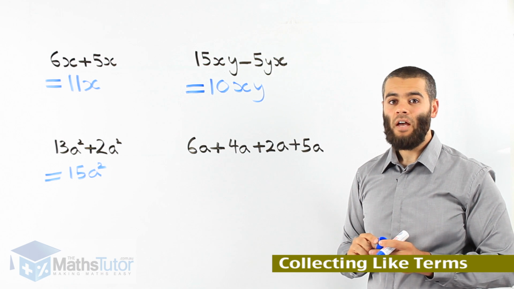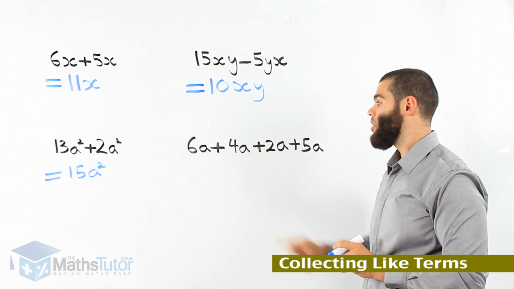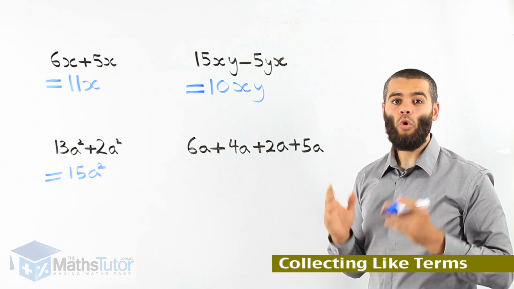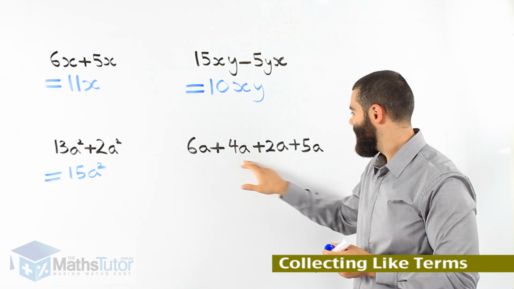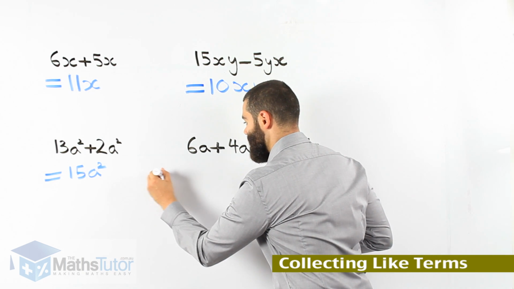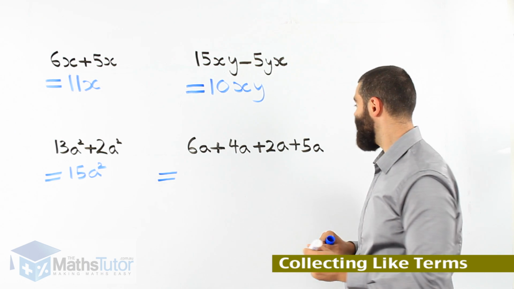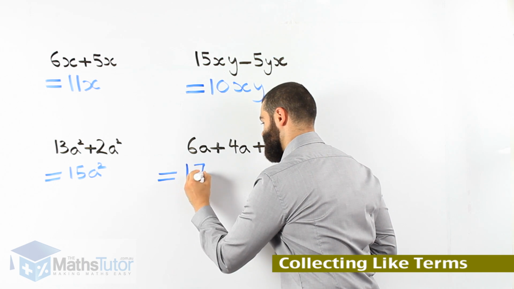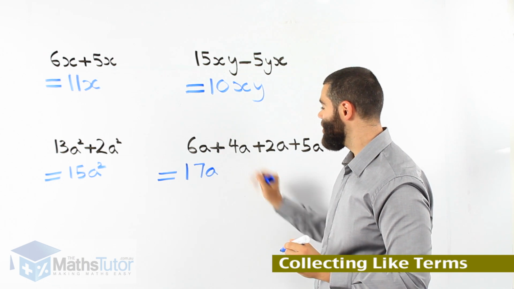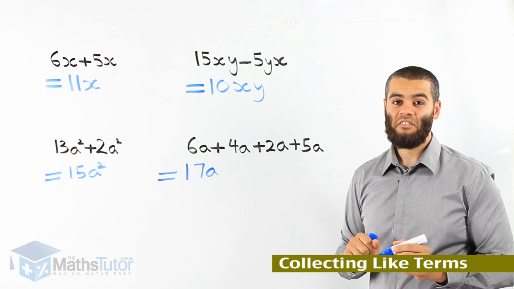Here, another example, but it's a little bit longer. We have 6a plus 4a plus 2a plus 5a. Are they all like terms? A, and A. Yes, they are. We add them all up. 6 plus 4, 10 plus 2, 12 plus 5, 17. 17a. Very important not to forget to include the pronumerals. So 6a plus 4a plus 2a plus 5a is 17a.